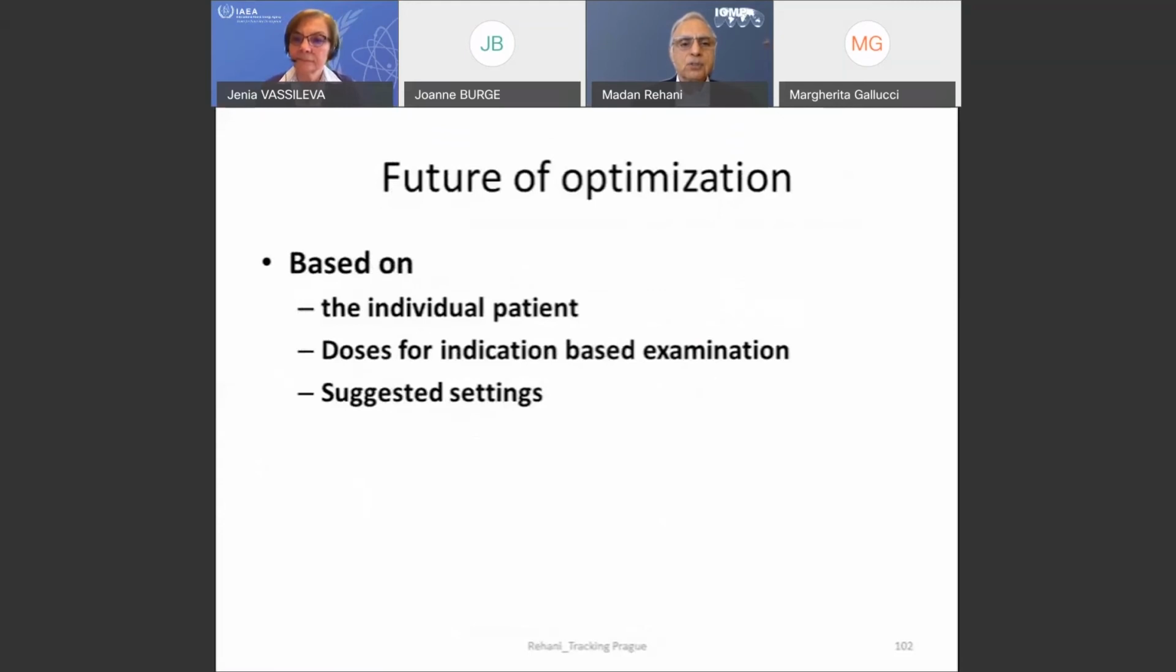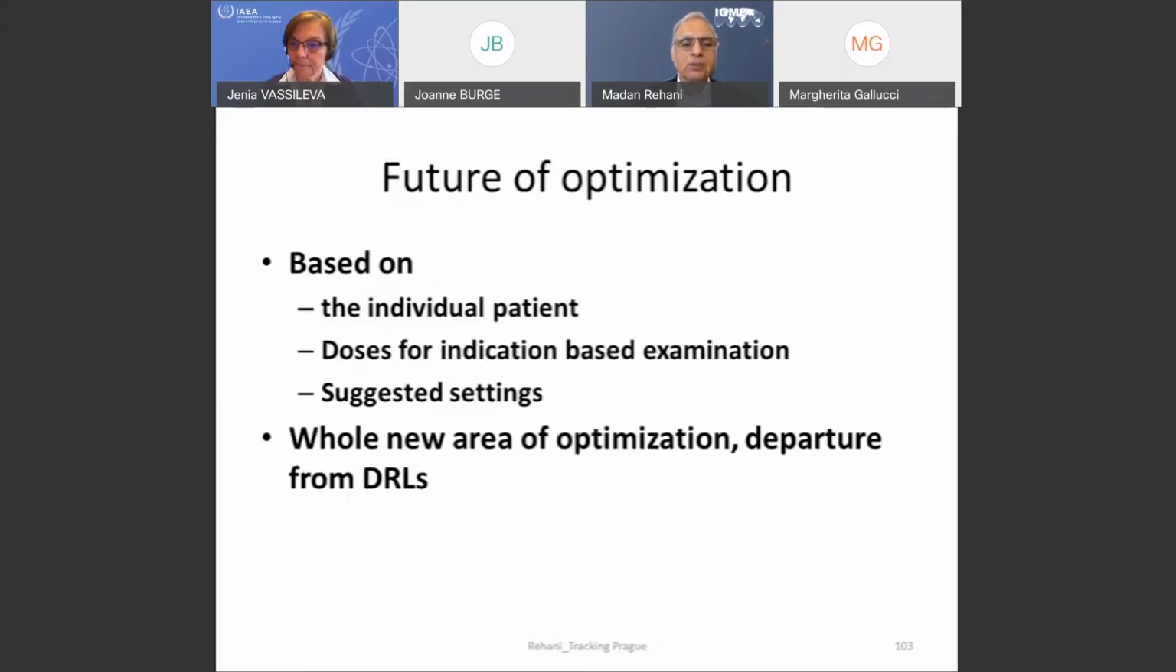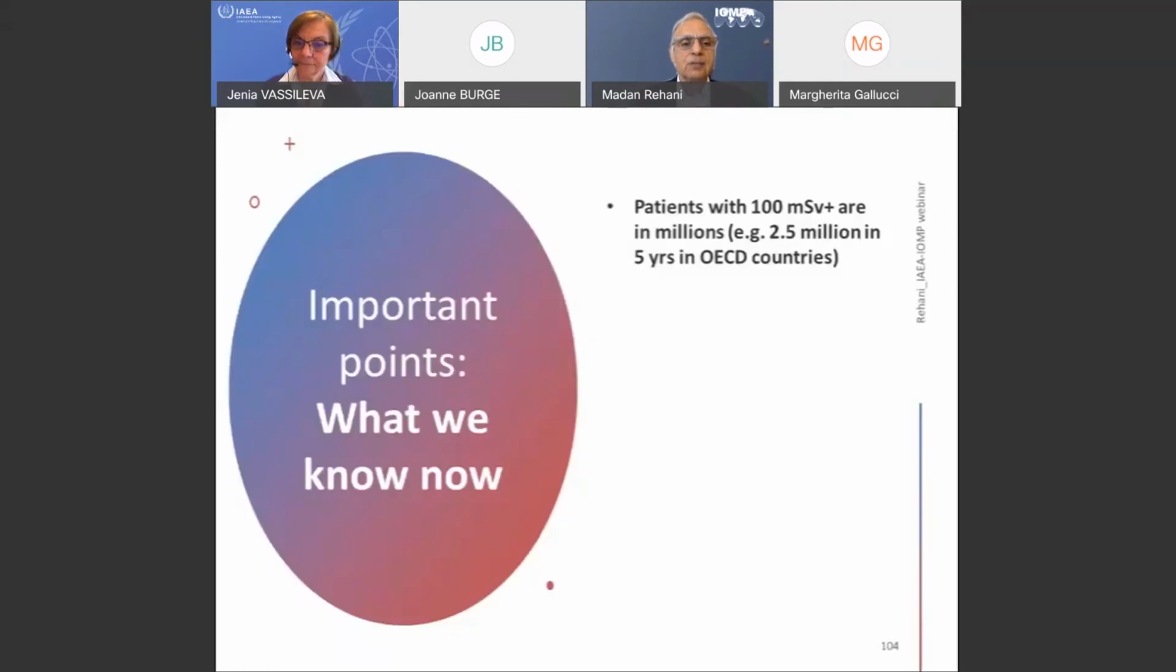So what is the future of optimization? There is a possibility of optimization based on individual patient, rather than the DRL, which is based on the group of patients. So this will lead to optimization based on individual patient, doses for indication-based examination and suggested changes. So a whole new era of optimization, which will be a departure from DRL, is likely to happen.